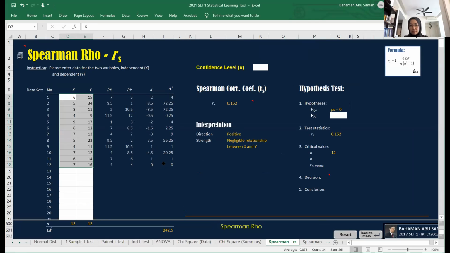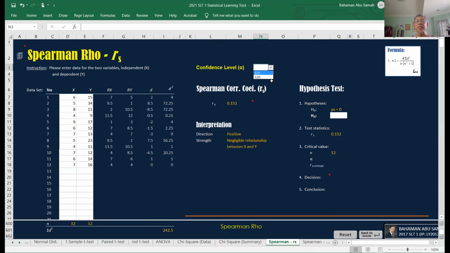And what we want is summation D square, right? To get summation D square, we look down here: summation D square is 242.5. You can check your calculation. And then when you calculate your Rs, the value is 0.152, identical to our manual calculation. This is your question number 1. The detail of the calculation is based on this value here, and then you can check your answer. How can we interpret the nature of relationship? We say there is a positive and still negligible relationship between working environment and work commitment.